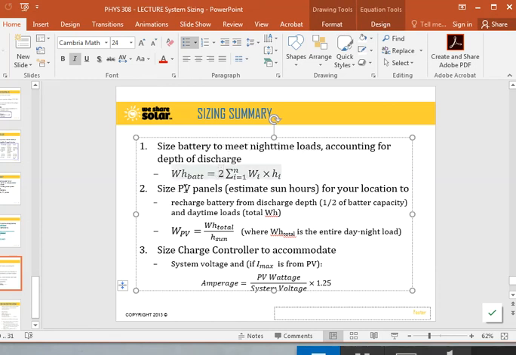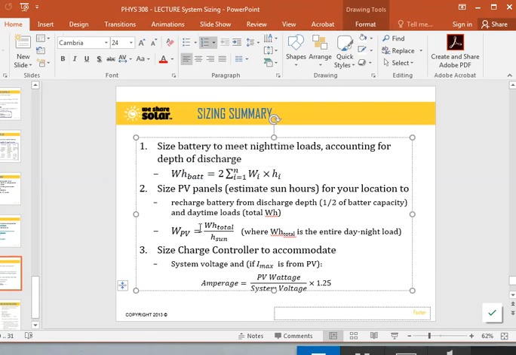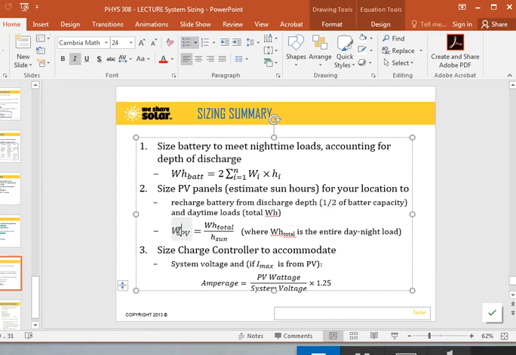To figure out what size of photovoltaic panels, or PV panels, you need, you need to figure out the total number of sun hours, so that's H sun. Based on the total watt hours, including the day and the nighttime loads, if you divide by the number of sun hours, that will tell you what wattage of PV you need, okay?